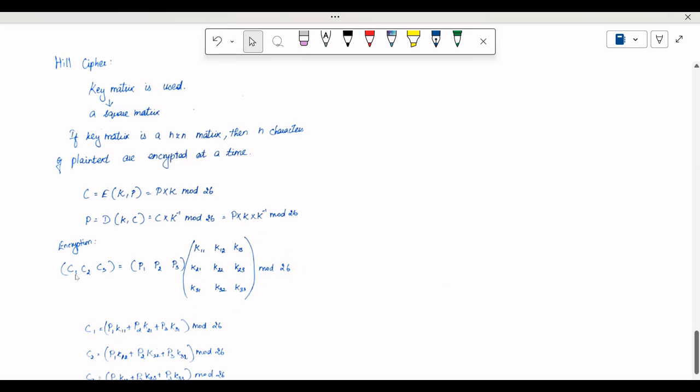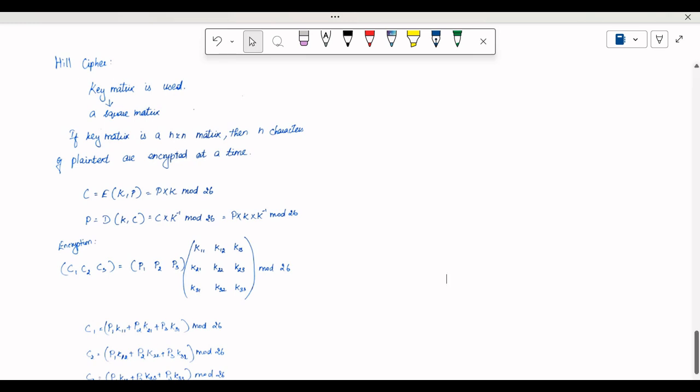So C1 is equal to P1 multiplied by K11 plus P2 multiplied by K21 plus P3 multiplied by K31 mod 26. So this row, this column, usual multiplication. So we'll be getting the ciphertext. Now we can directly go with an example.